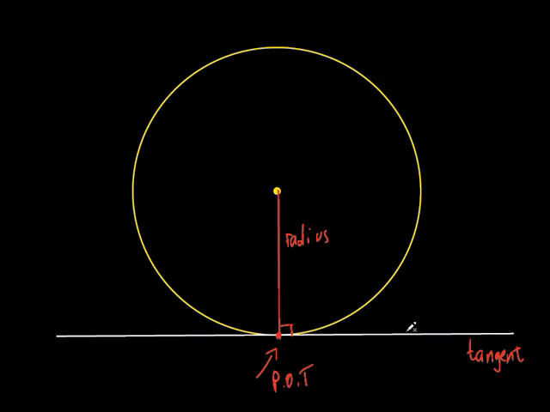So the radius is perpendicular to the tangent. That's pretty interesting. Right where that point of tangency is, it's going to be perpendicular to the radius. And that's a theorem. It says in a plane, a line is tangent to a circle if and only if it's perpendicular to a radius drawn to the point of tangency.